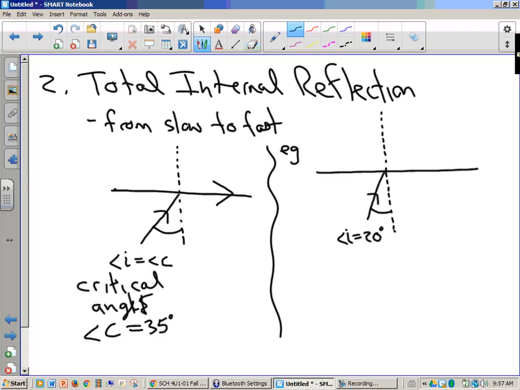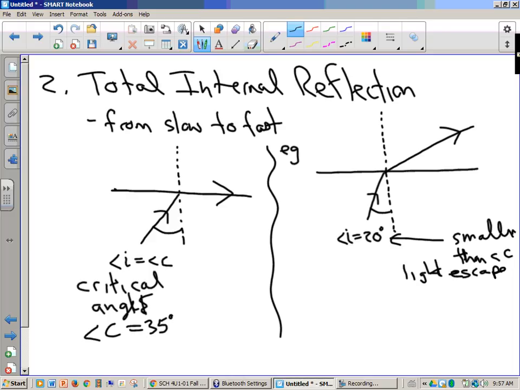Yep. It escapes. So when we have an angle that's smaller than angle C, then it can escape. It still bends away, but it can escape. If it's smaller than angle C, the light escapes.